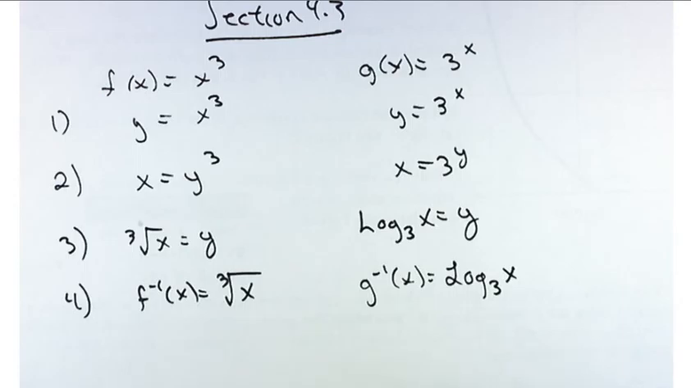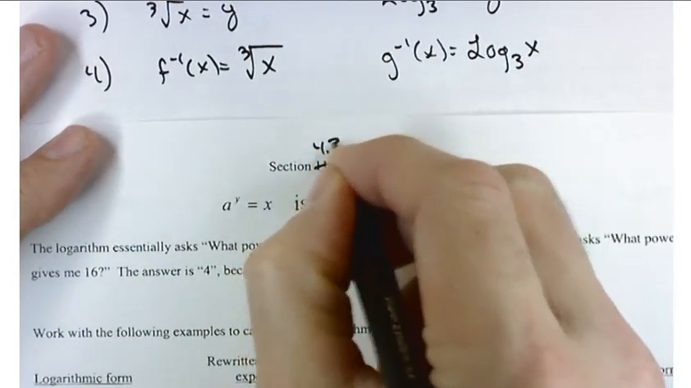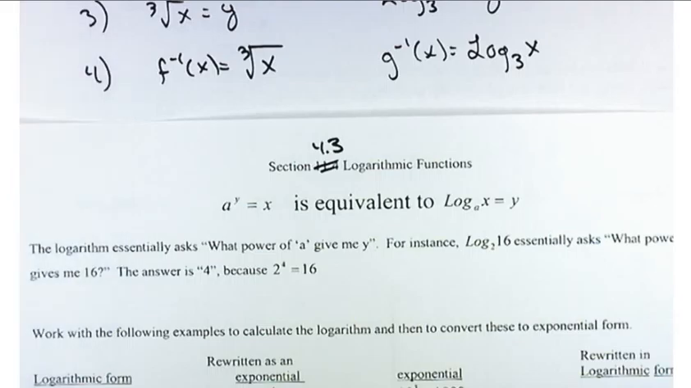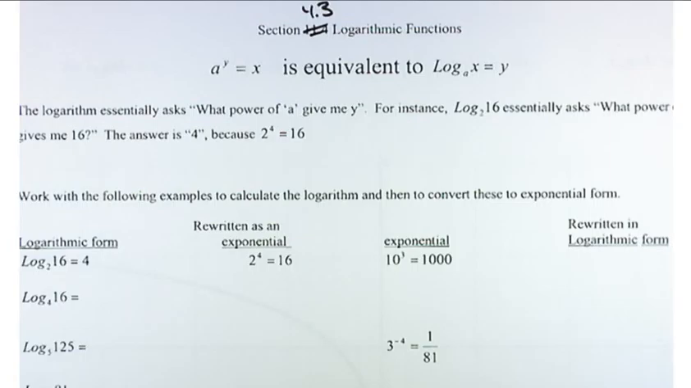Now, in more general terms, we have it on our handout. And this should say 4.3, not 11.4. Sorry, I plagiarized myself. I owe myself some royalties. But the general statement that you should know and be comfortable with is this one up here.